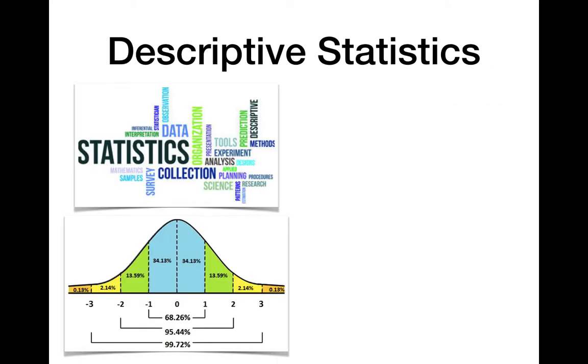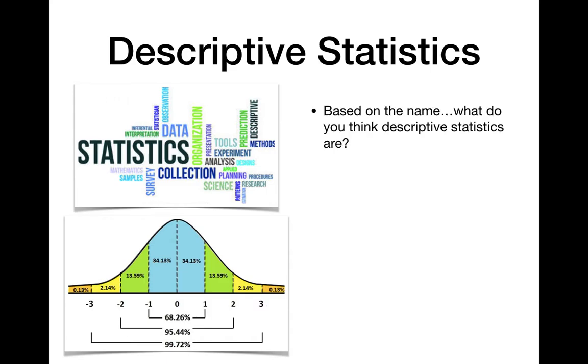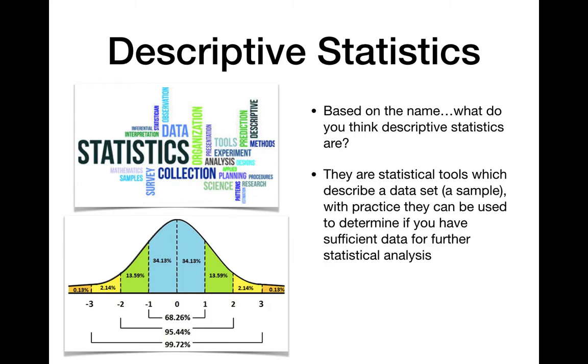Okay, so we're going to start with descriptive statistics. So this is a specific branch of stats. It's often thought of as a little bit simpler version, but based on the title, what do you think descriptive stats is? What is it? Well, these are specific statistical tools that we use to describe a data set. Often we call a data set a sample in statistics. That's the term we use for a data set.